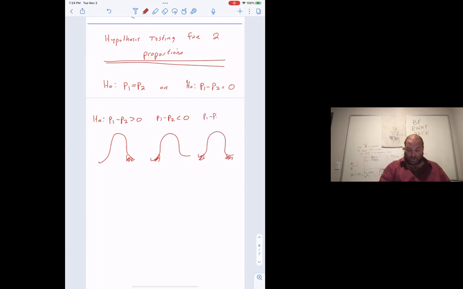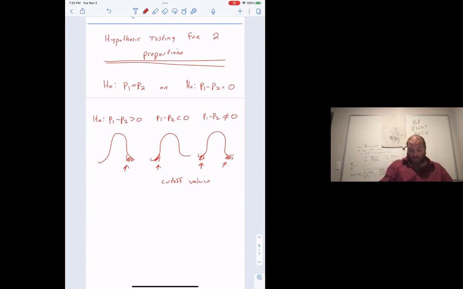So same idea in theory as 1 proportion. We have the 2 proportion situation. And again, we have our cutoff values. And if we land beyond the cutoff values, then we reject the null hypothesis. If we do not land beyond the cutoff values, then we do not reject the null hypothesis.